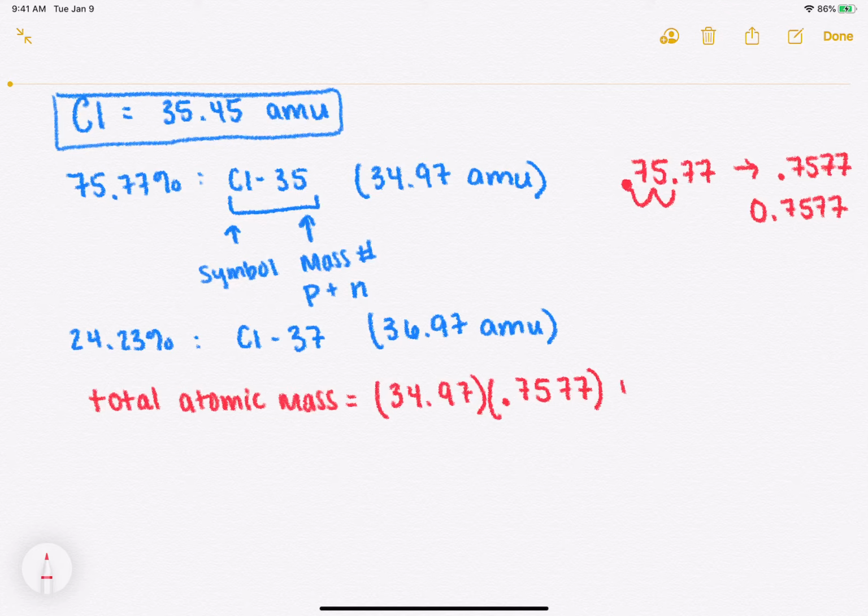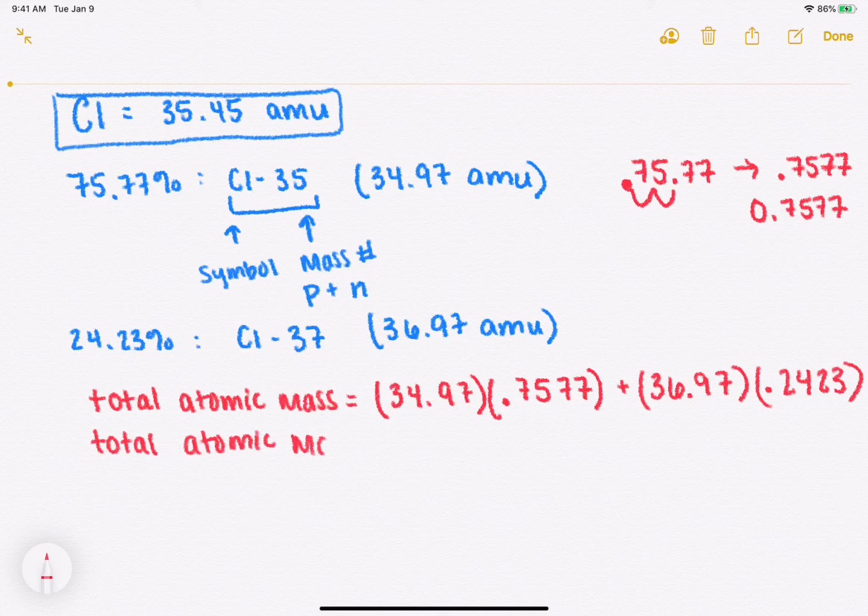And then we add the next isotope. So then we have 36.97, that's the mass of the second isotope, times the natural abundance of that isotope, which is 0.2423. So go ahead, plug that into your calculator, see what you get. You should get that the total atomic mass is equal to the atomic mass on the periodic table, which is 35.45 AMU. So that's how you solve one of those problems.